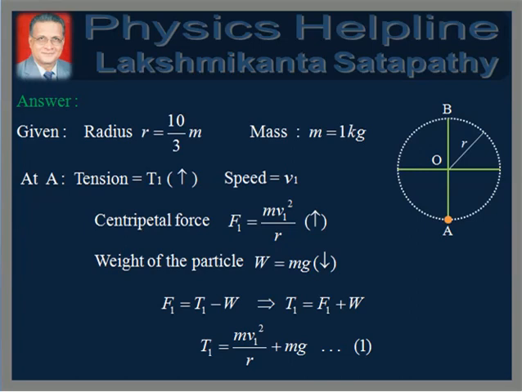The necessary centripetal force has to be provided by T1 and W. Therefore, we get F1 is equal to T1 minus W, which implies T1 is equal to F1 plus W, which is equal to mv1 square by r plus mg.